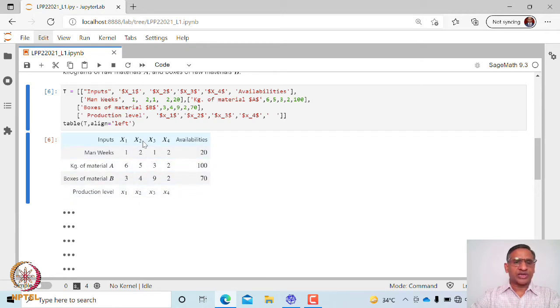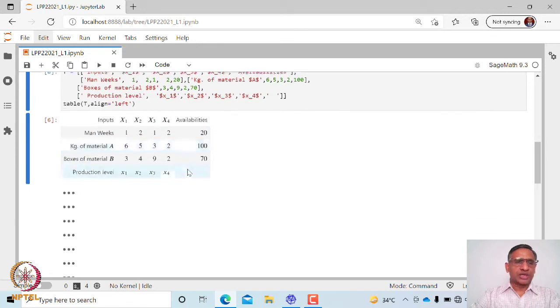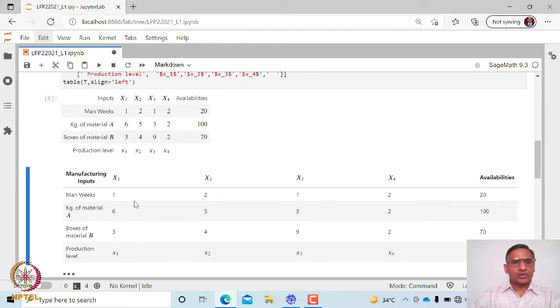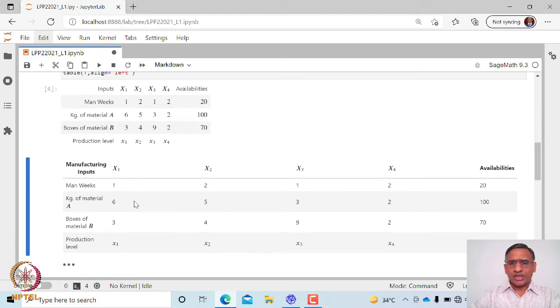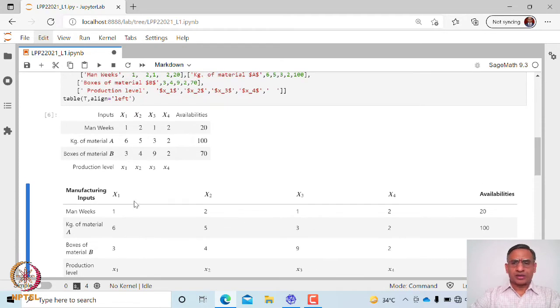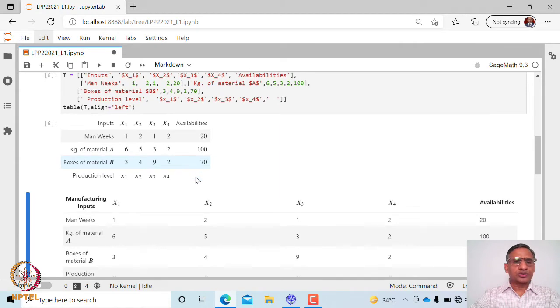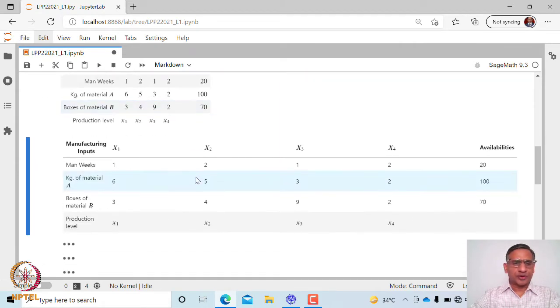Let us assume that small x1 units of capital X1, small x2 units of capital X2, small x3 units of capital X3, and small x4 units of capital X4 are produced. Now the question is to find how many units of X1, X2, X3, X4 are to be produced in order to maximize the profit.